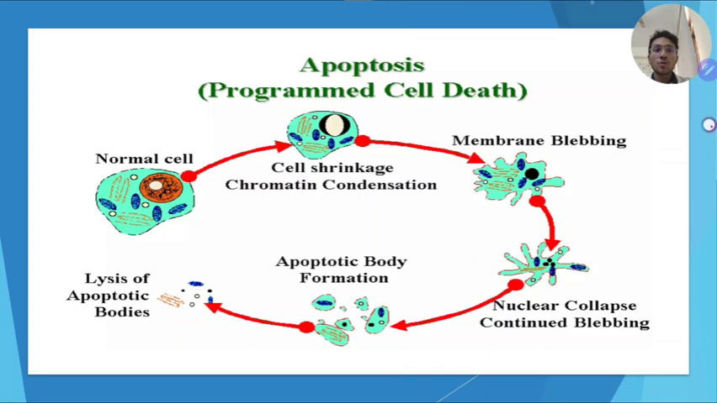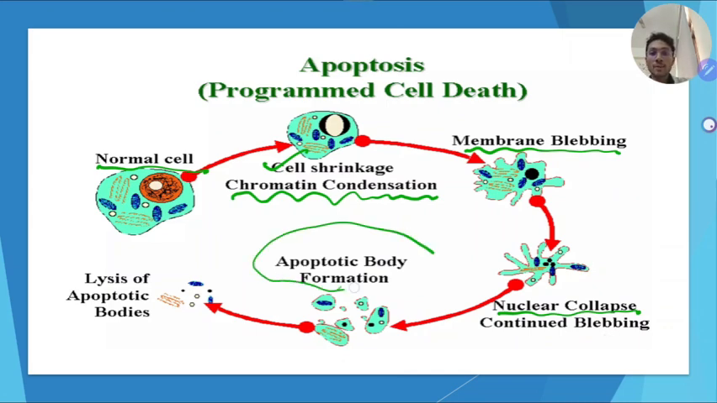Here is the diagram to show what is actually happening in apoptosis. Here is the normal cell. Then the cell will undergo shrinkage as the water will move out of the cell and chromatin condensation will be there, which will cause membrane blebbing, and the nucleus of the cell will collapse and blebbing will continue. Then there will be the formation of apoptotic bodies, and finally the lysis of the cell will take place and apoptosis gets completed.